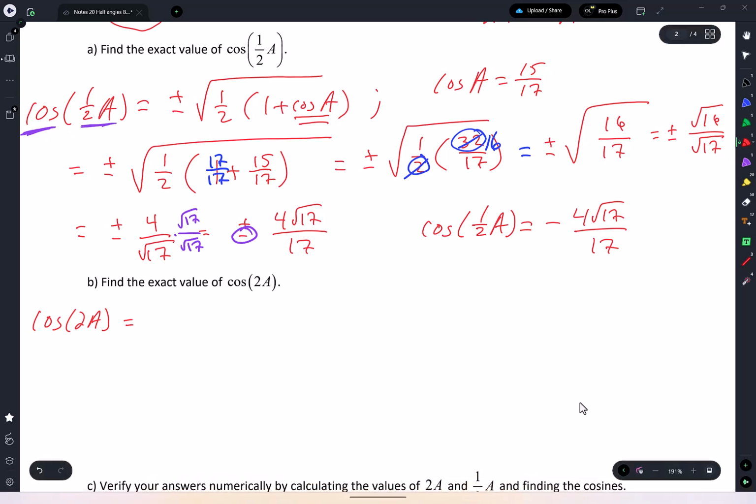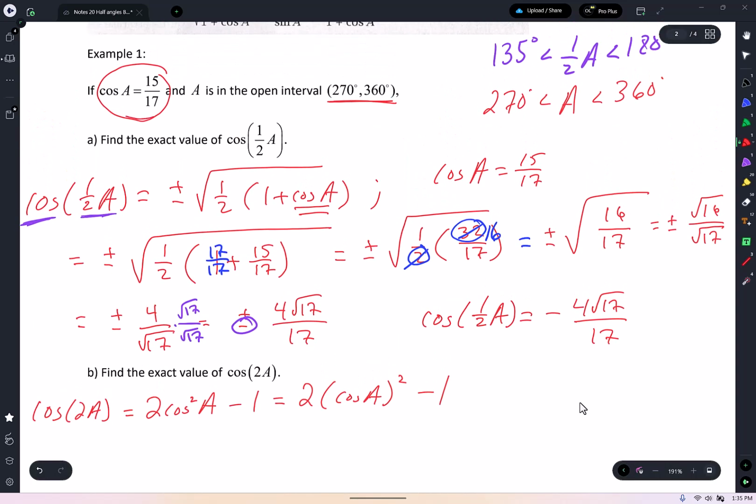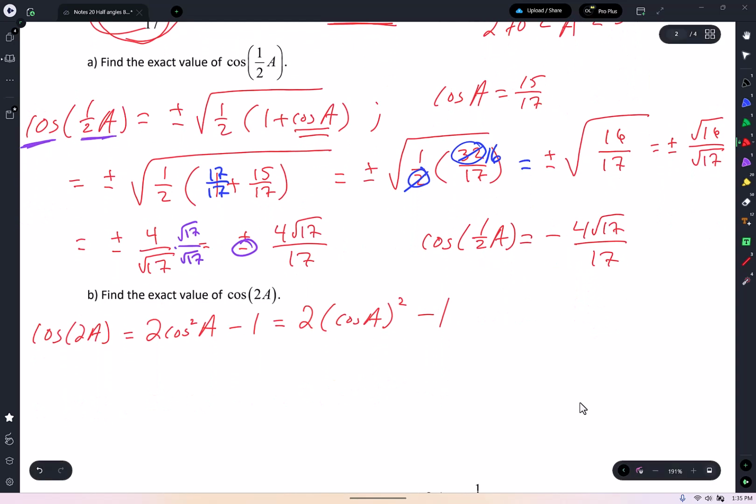So I'm going to write 2 cosine squared a minus 1. All right. So here we go, guys. I already know what cosine A is. Remember what this means. This means 2 parentheses cosine A, close it, squared minus 1. This is still part of the stem of the problem. They told me that cosine A was 15 over 17. So I'm just going to go 2 parentheses 15 over 17, close it, put a square on it, minus 1.